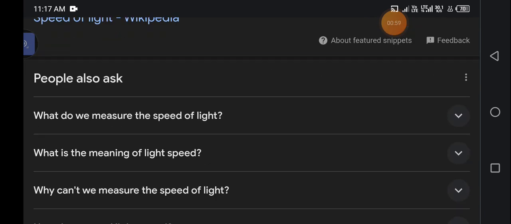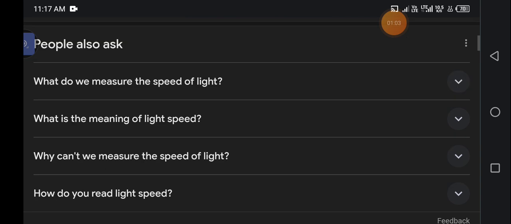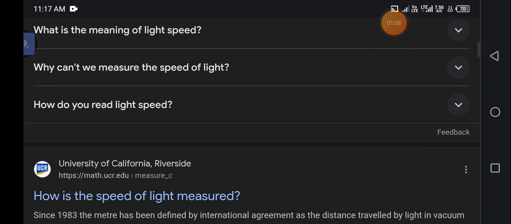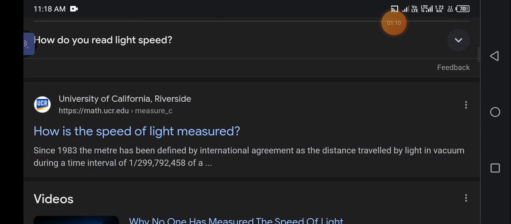Speed of light. People also ask: What do we measure the speed of light? What is the meaning of the light speed? Why can we not measure the speed of light? How is the speed of the light measured?